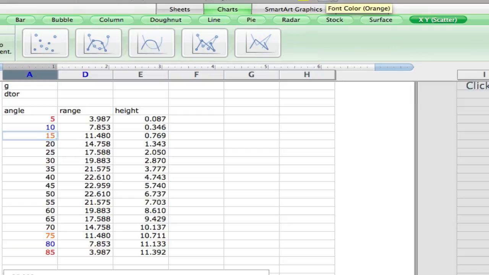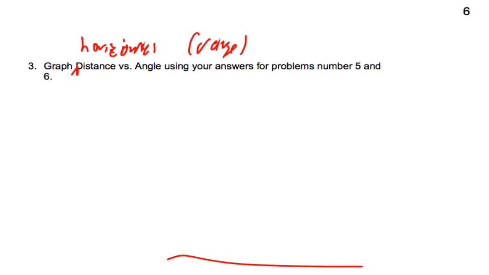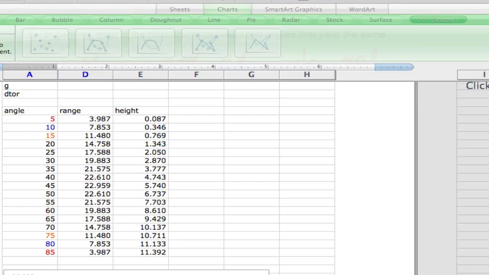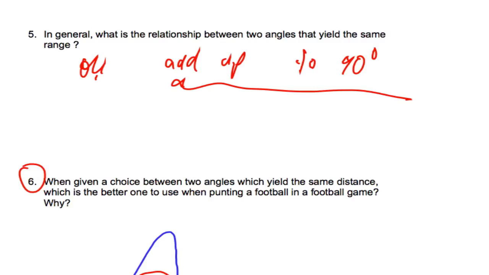So if you notice the trend here, based on these numbers, in general, the angles that yield the same range add up to 90 degrees. So memorize this fact. It's going to be on your exam. I don't remember how, but I remember that we wanted to test on that. So get that memorized. And of course, the legwork is doing all this work that you did in class.